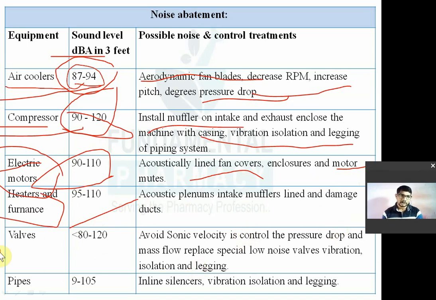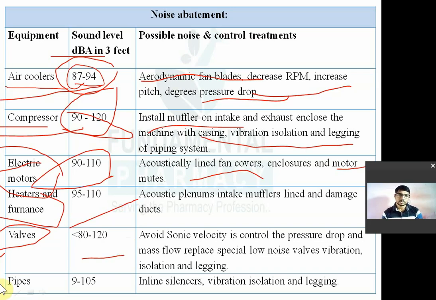Then valves, जो valve होते हैं जैसे देखो pressure से, if you are transporting something with pressure, that valve will produce a sound of about 80 to 120 decibel. So in this case you can avoid sonic velocity to control the pressure. You can control the pressure drop. You can replace the valve with a special type of low noise valve.